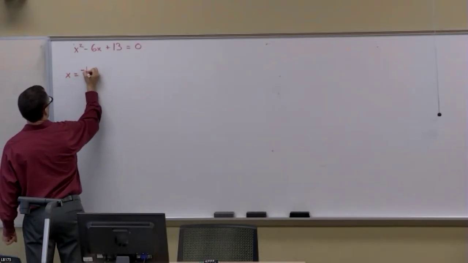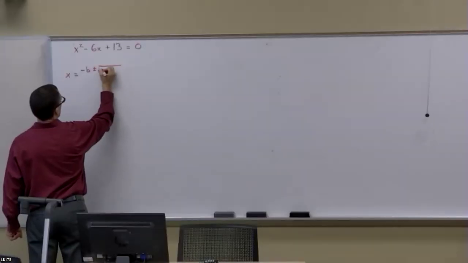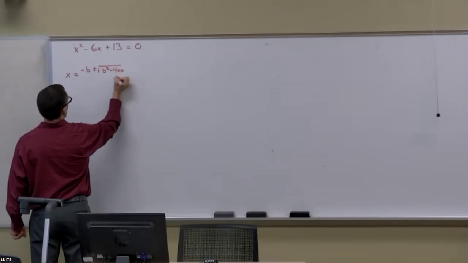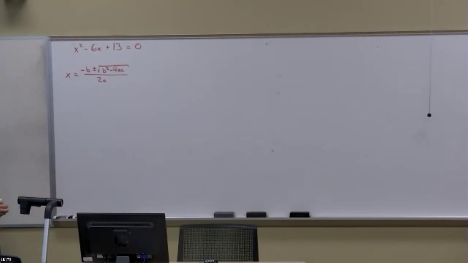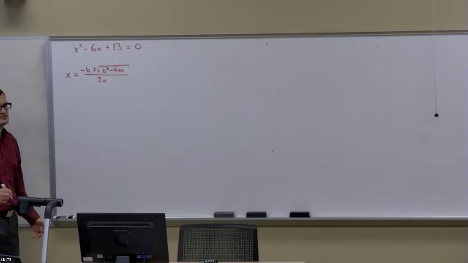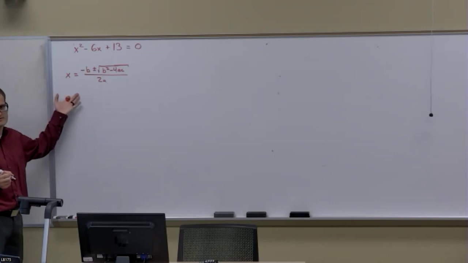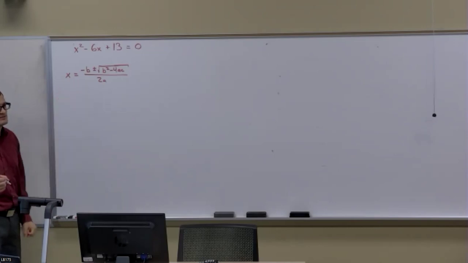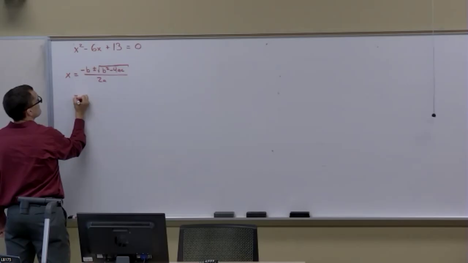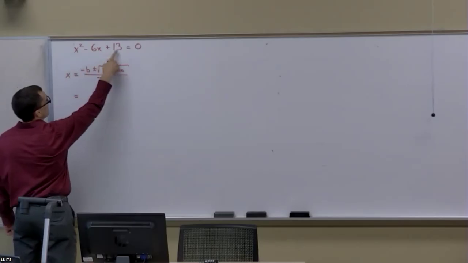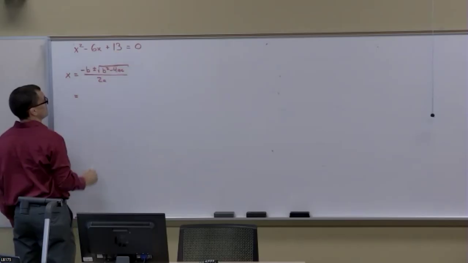X is equal to the opposite of b plus or minus square root b squared minus 4ac all over 2a. I'm sure at one point, maybe in high school, you had to memorize that. Maybe some people had to. I had to memorize that in high school, I remember. In this class, I don't care if you memorize it, but you should have it written down somewhere for reference. In this case, B is -6, A is 1, and our C is 13.